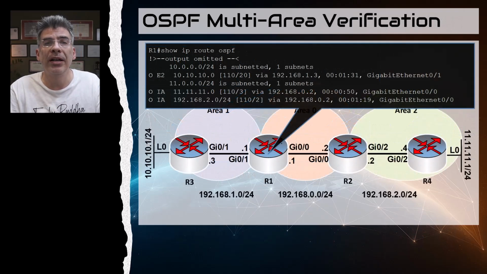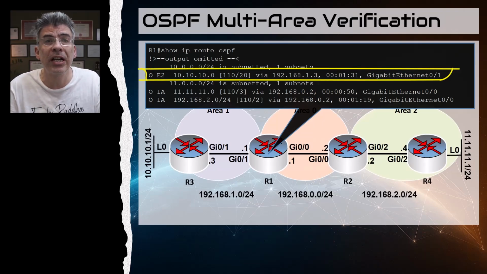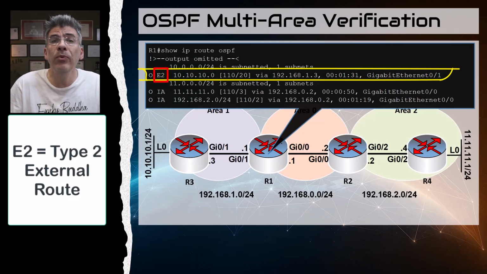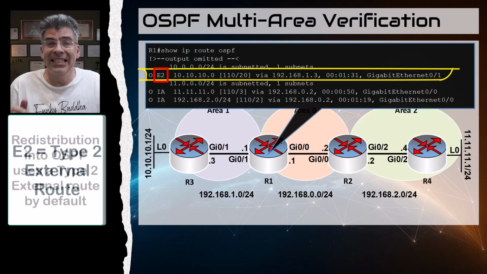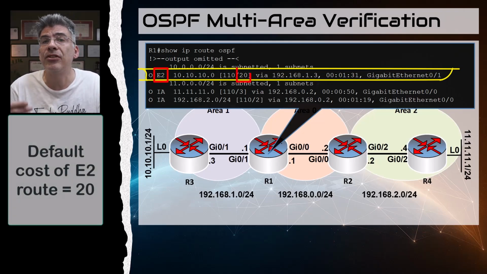First on R1, we can see the 10.10.10.0/24 network is being advertised as an external route. This E2 here means that this is an external type 2 route. When we redistributed, we didn't specify any additional parameters, and a type 2 route is the default. You'll also notice that the cost of a type 2 external route is 20.